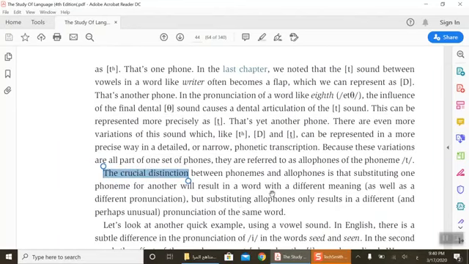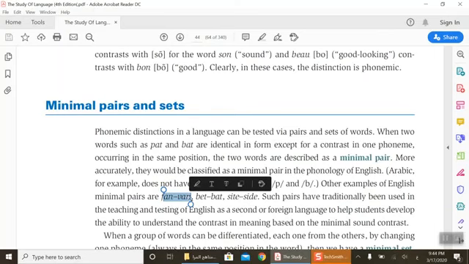Other examples of English minimal pairs, for example, we have fan and van. Look, these two words are similar to each other, but only one phoneme is different. And we said if we change one phoneme in one word, we will have different words and different meanings. So we have fan and van, bet and bat. Here we change the vowel.